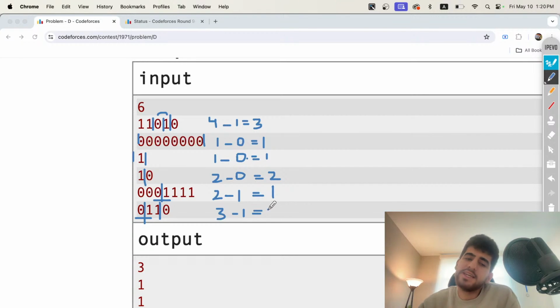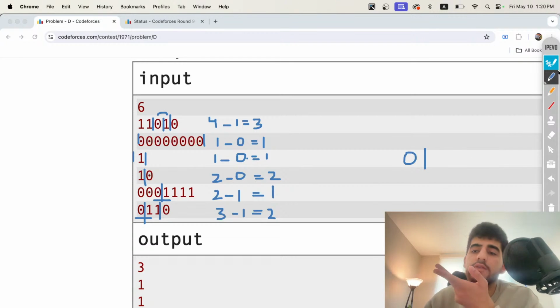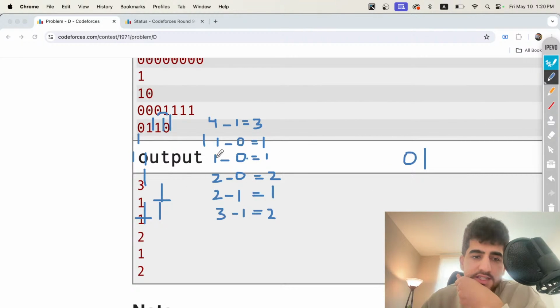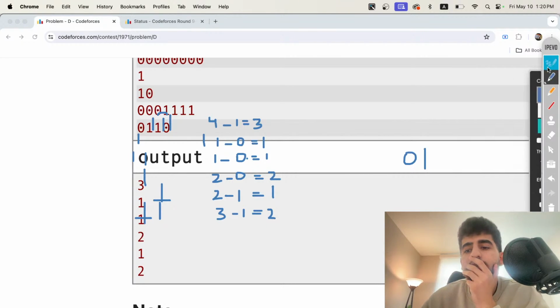So each time I will either subtract 1 or I will subtract 0. If there was a consecutive pair of 0 1, I can subtract 1, otherwise I can't subtract 1. And if I compare it with here, this is 3 1 1 2 1 2. It is completely correct, right?